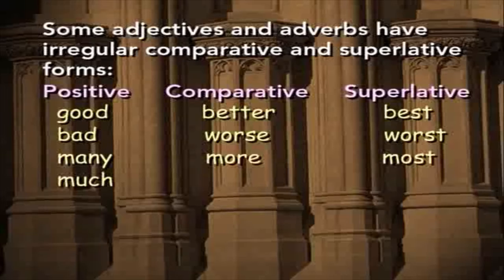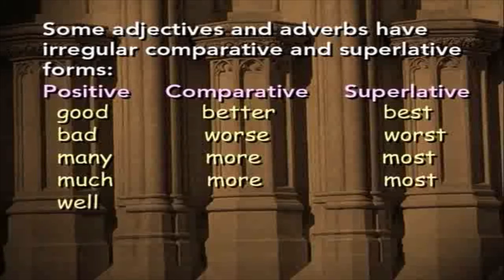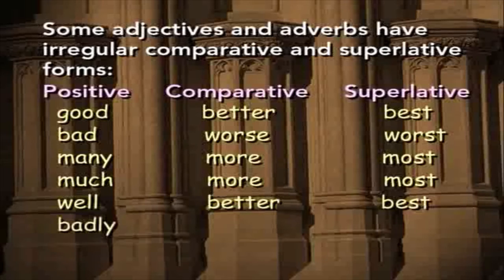Much is the positive form of the adjective. More is comparative. Most is superlative. Well is the positive form of the adverb. Better is comparative. Best is superlative. Badly is the positive form of the adverb. Worse is comparative. Worst is superlative.